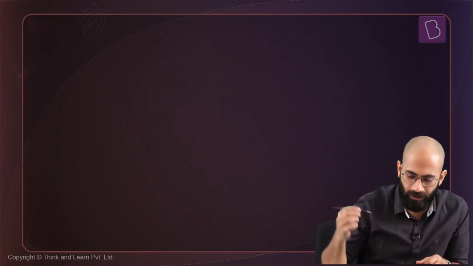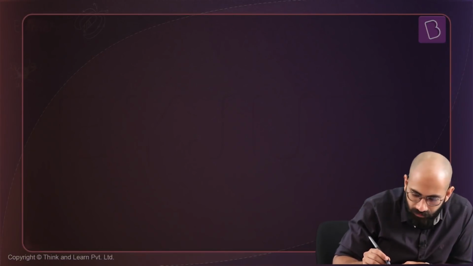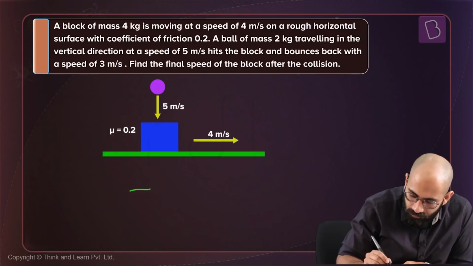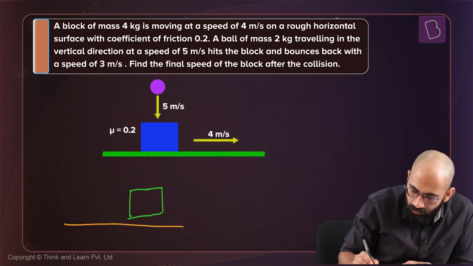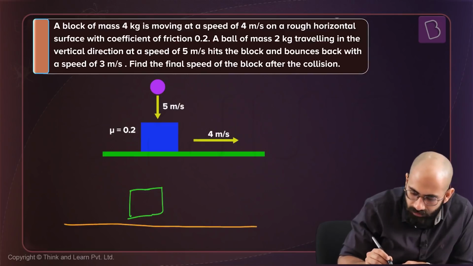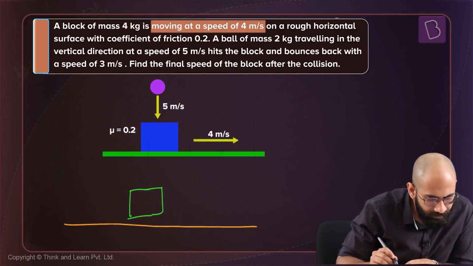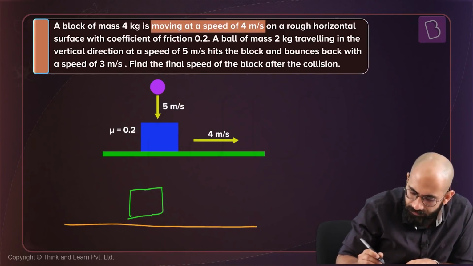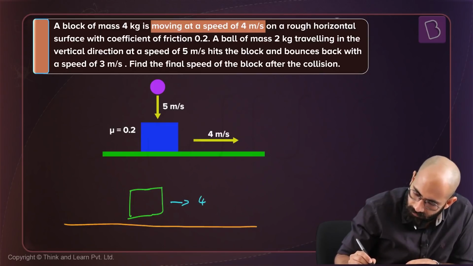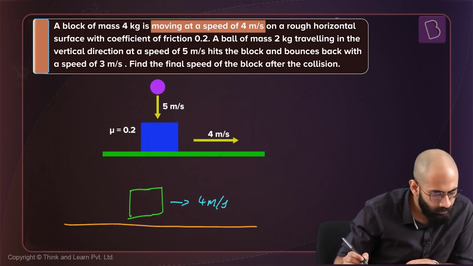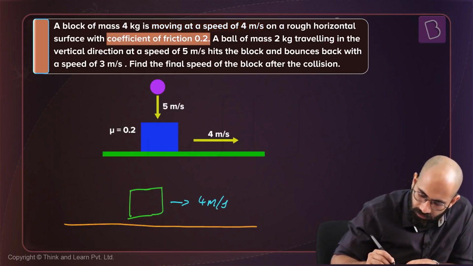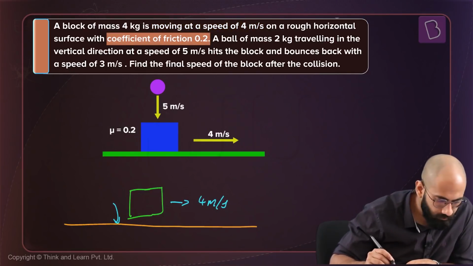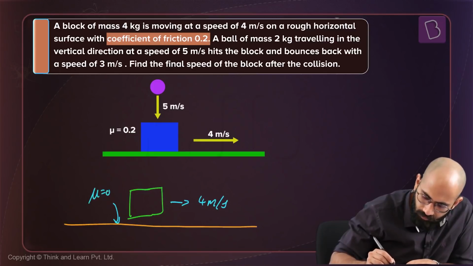Cool. Let's see what we have in this problem. So right now we have a block moving along a horizontal surface like this with a speed of 4 meters per second, and this is an instantaneous speed. Okay, the coefficient of friction is given. It's given to be 0.2.